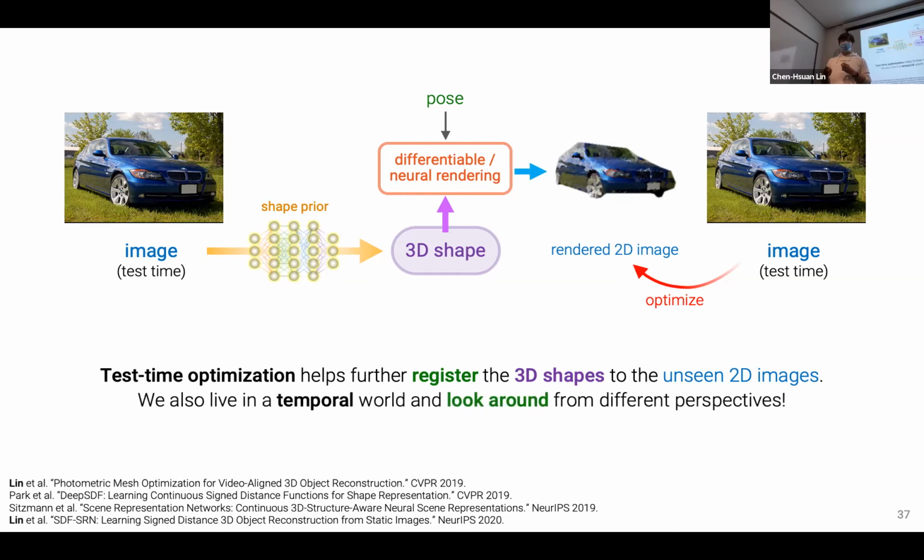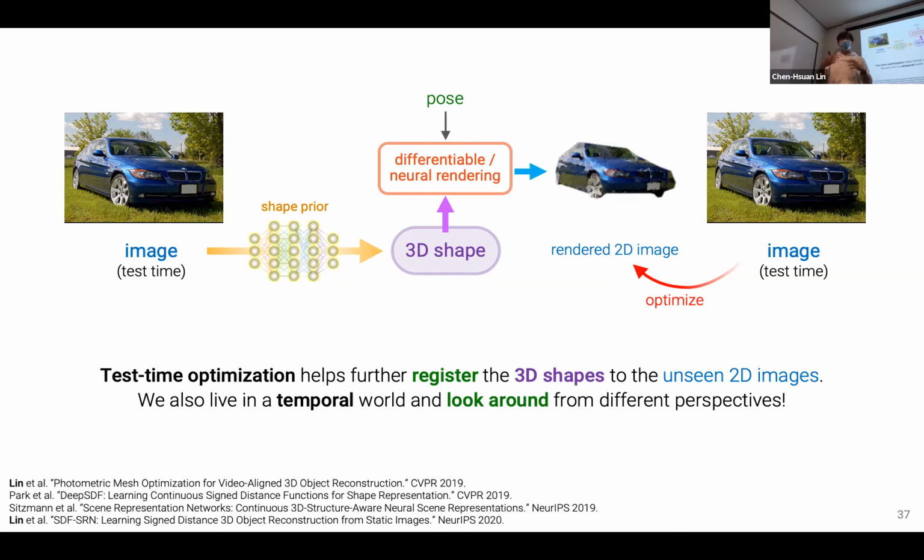But in reality, there are many cases where we live in a temporal world, and for a lot of applications like robot navigation, we really have access to this temporal information where we navigate around the world.